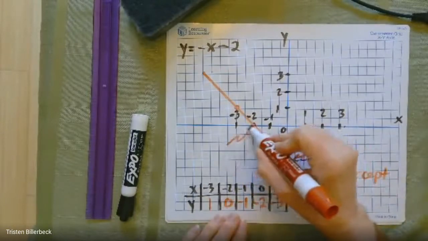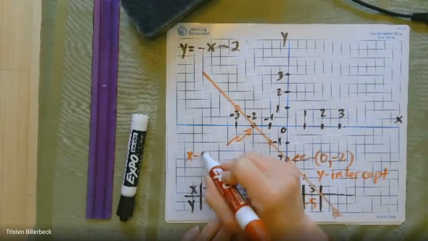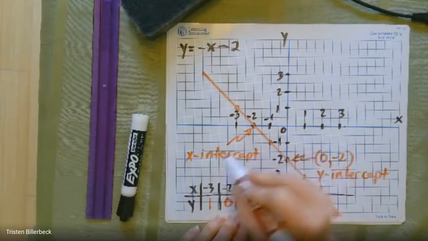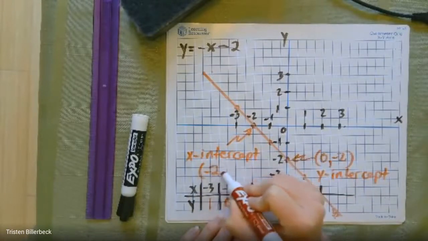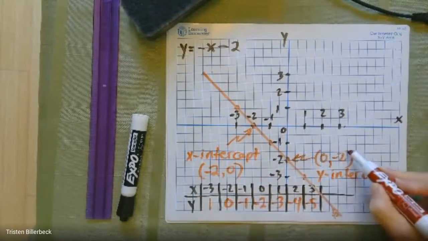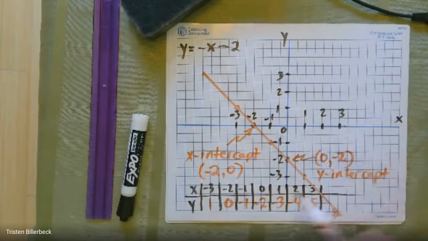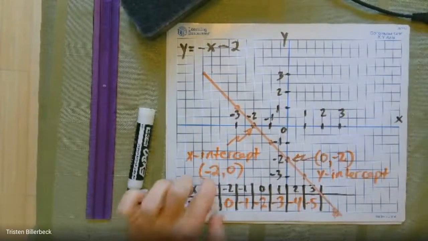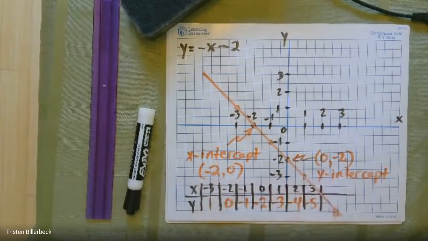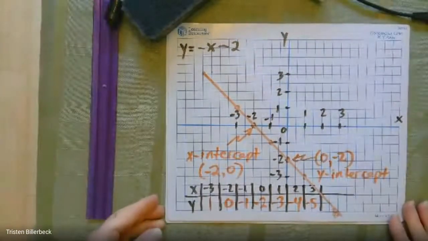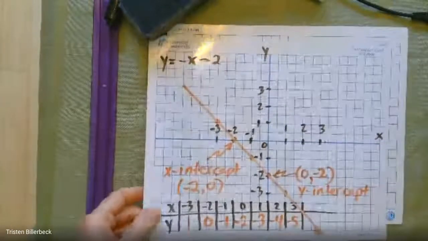And then we have an x-intercept at negative 2, 0. Woohoo! If you're dyslexic like me, that's a dyslexic nightmare. Negative 2, 0, and 0, negative 2. Okay, just saying. All right, so let's go look at a different graph.